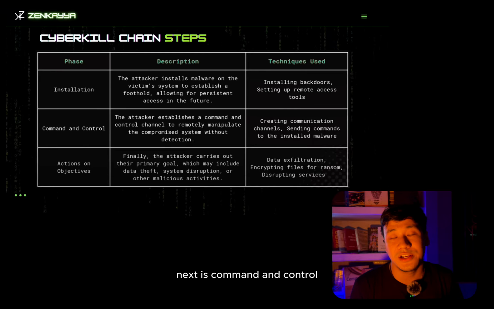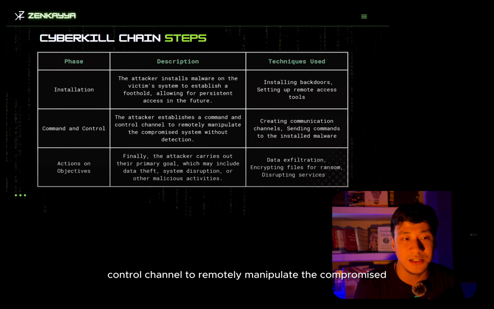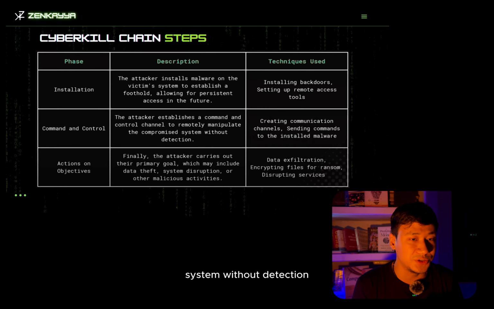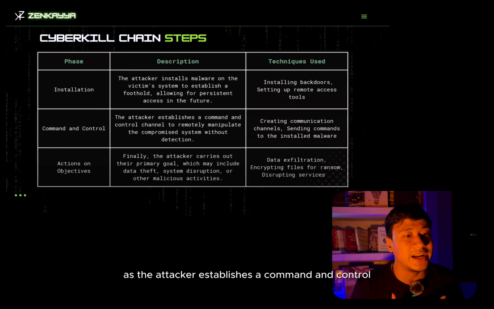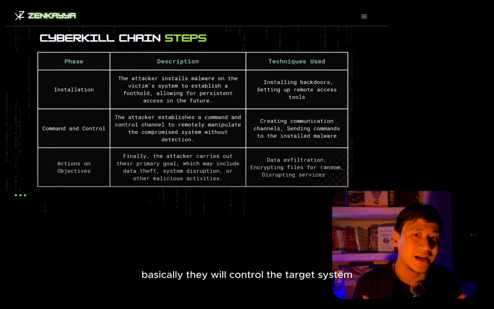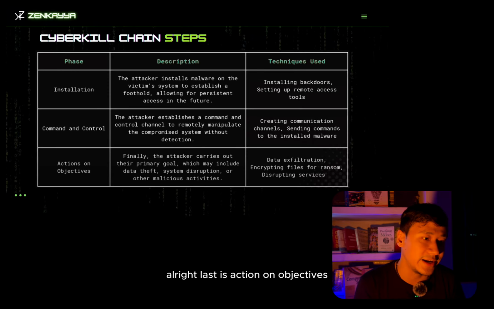Next is command and control. The attacker establishes a command and control channel to remotely manipulate the compromised system without detection, creating communication channels and sending commands to the installed malware. As the attacker establishes command and control, basically they will control the target system and use it according to their needs.